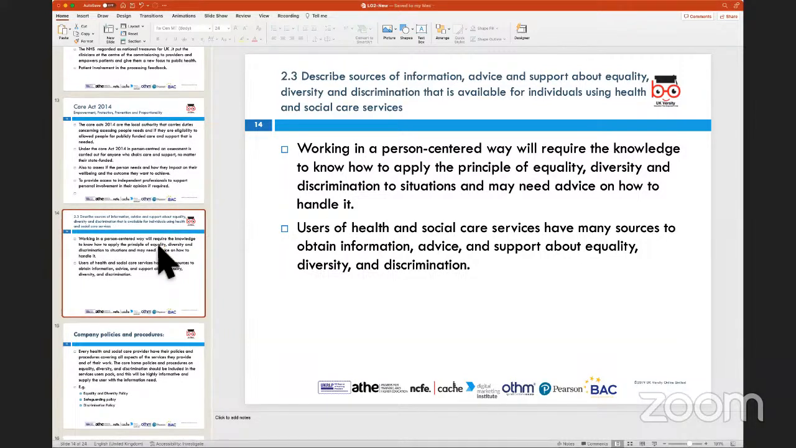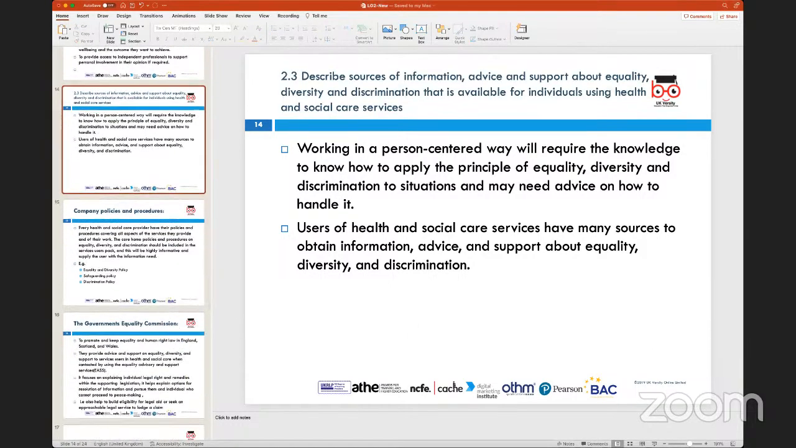Now, the last part of the assessment criteria talks about describing the different sources of information which can be used to provide advice and support the guidance of equality, diversity, and discrimination and their implementation within any part of the organization. So when we talk about this assessment criteria, we are looking at the various sources through which you get this information if you're working within the sector. The first part that we would look at is how you would apply the knowledge that you get, and first, how would you get this knowledge?